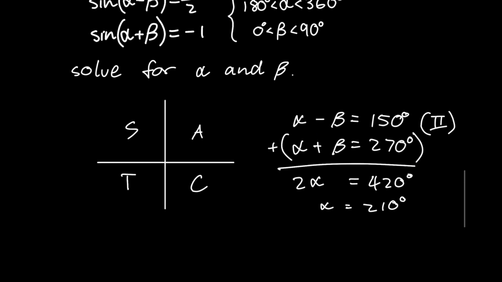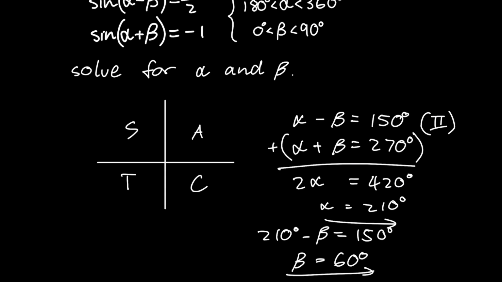So we can now go and solve for beta. If we sub this into this equation by saying 210 degrees minus beta is equal to 150 degrees, we solve for beta equal to 60 degrees. So there you go. We've solved it, and we'll just double check. This 60 degrees does fall into this interval. So it all does make sense.